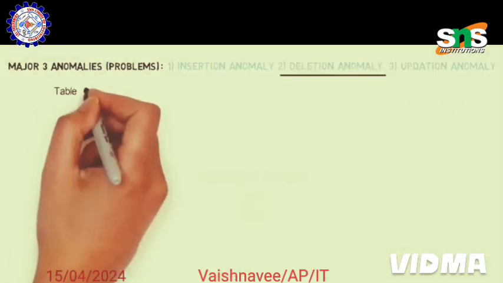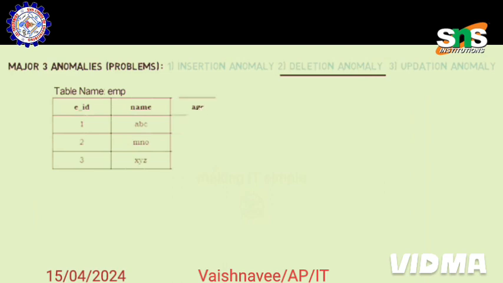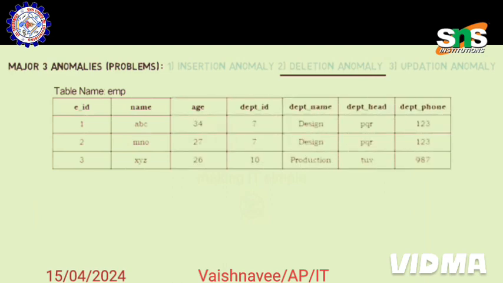We will consider a previous table of employee. In this employee table, there are two employees of design department and there is one employee of production department. As we saw before, this table contains data of two tables, one is employee and another one is department. Due to this, we get redundant or duplicate data in our table.